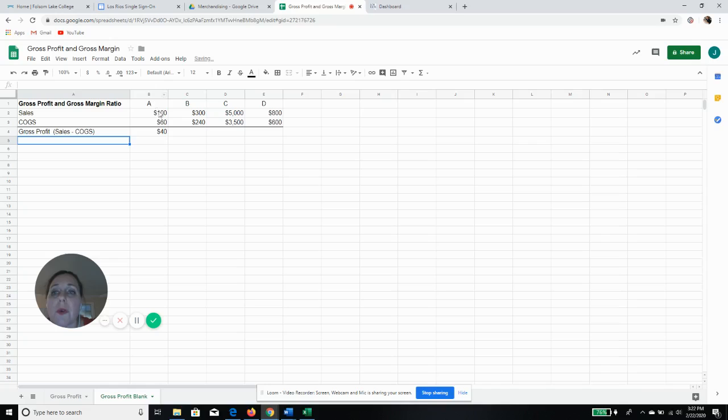Okay, so whatever we were selling for 100 bucks, it only cost us $60 to buy the related inventory, and we made a profit of $40. The gross profit margin, or the gross margin ratio, tells us what percentage of each revenue dollar or sales dollar is profit. So our gross margin ratio is going to be gross profit divided by revenue or sales.